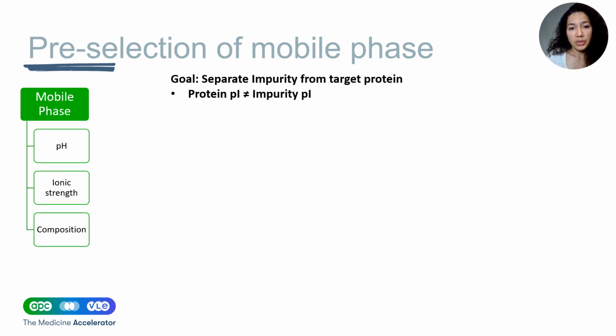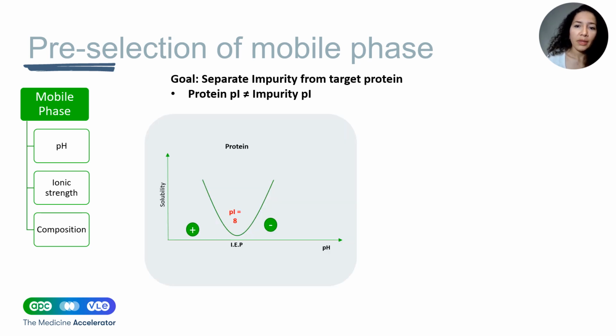So it's important to know some protein properties, such as the pI, or isoelectric point. When we have a protein which the pI is different from the pI of some impurity, we can separate them based on their different solubilities.